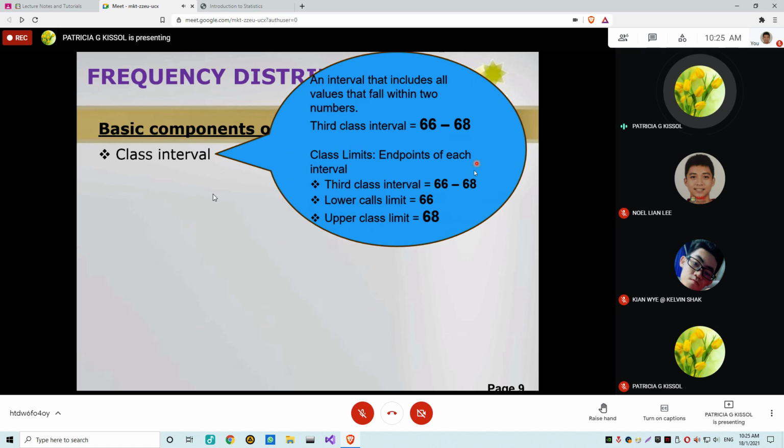Okay, so this is important for you to know because I might use these terms as I go through the lectures. So remember, every class interval, in this example, I have 66 to 68. So 66 is the lower class limit, and the upper class limit is 68.